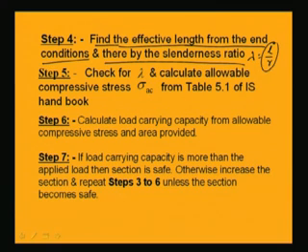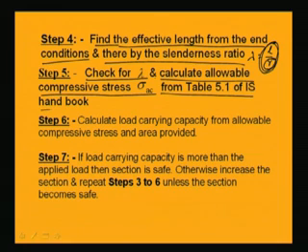So, first we will find out the L value, the effective length of the member, then r we will find out from the given section, whatever section we have chosen. From that section we can find out the radius of gyration r, and from that we can find out the slenderness ratio. Next what we will do? Next we will check lambda and calculate the allowable compressive stress sigma SE from table 5.1 of the IS handbook.